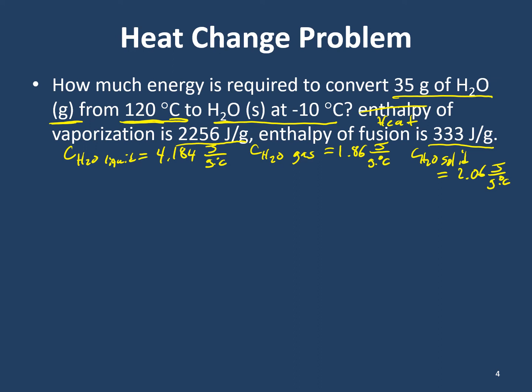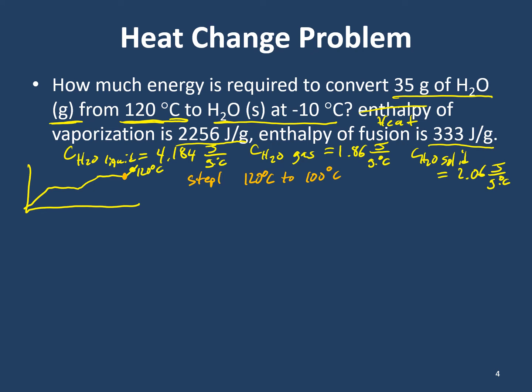So if we think about this graph that we have here, right now we're all the way up here at 120 degrees Celsius. The first step that we need to go to is going to be here. We need to cool this down until we hit 100 degrees Celsius. So our first step is to go from 120 to 100. Why 100?